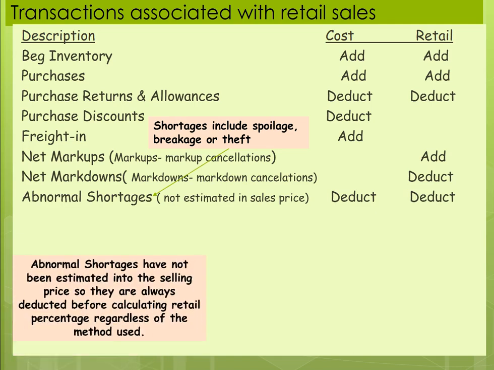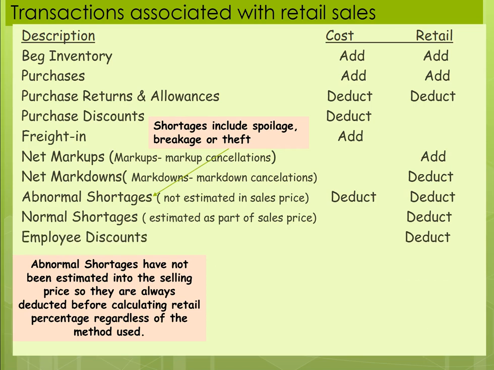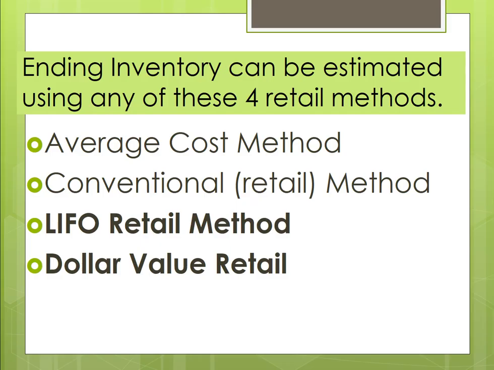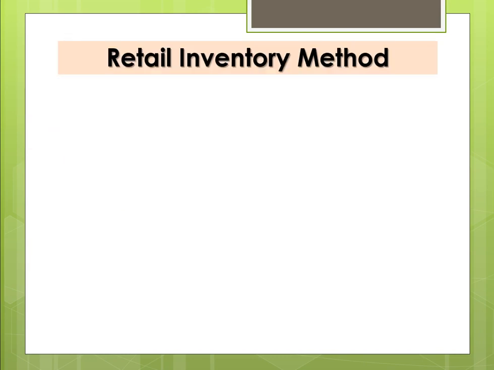And abnormal shortages have not been estimated, so they are always deducted before calculating the retail percentage, regardless of the method used. So it doesn't matter which of these four methods is used, this is always done before we calculate our percentage. Normal shortages is always after the fact, along with employee discounts. So again, we've already looked at average and conventional in part 2. Now we're going to look at LIFO retail and dollar value retail.